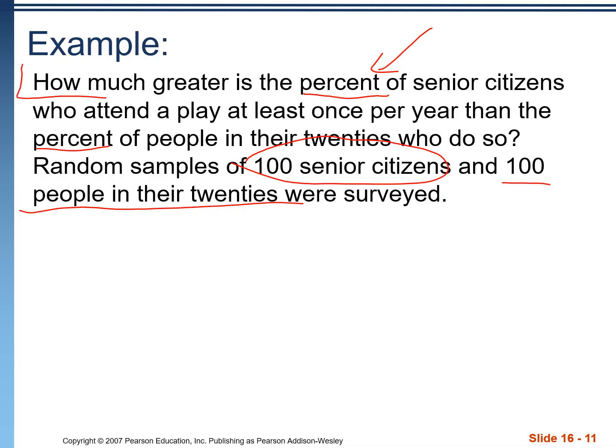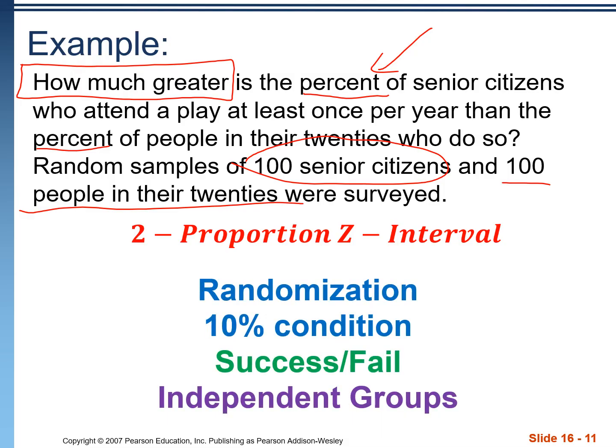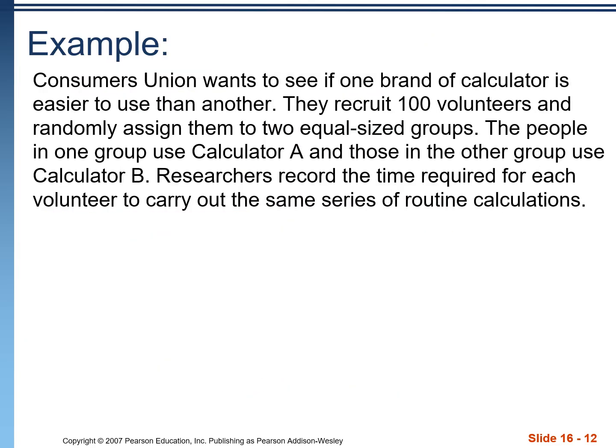Lastly, it's asking us how much greater is one percent than the other. So in other words, we're estimating the difference between these two population parameters, these proportions. So this is a two proportion Z interval. Again, we always check randomization and 10%. Since it's a proportion problem, we're going to check success/fail. And remember, when we have two sample groups, we have to check these for each sample. So we do those 2 times each. And then lastly, independent groups, we always check that when we have two samples, either that one or possibly paired data if it's quantitative.